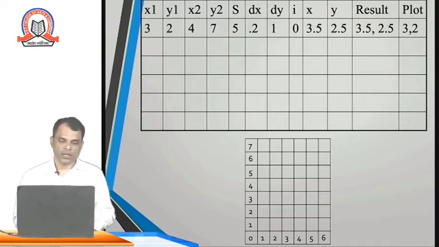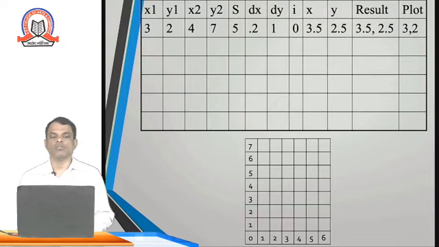In the DDA algorithm, what is the first step? We calculate the differences of the x coordinates and y coordinates. Whichever is bigger is your number of steps. So in this case, the number of steps is 5. Now I have to find the incrementing factor. Whatever differences come for x and y, I have to divide by the number of steps. So first, x2 minus x1 is 4 minus 3, that is 1.